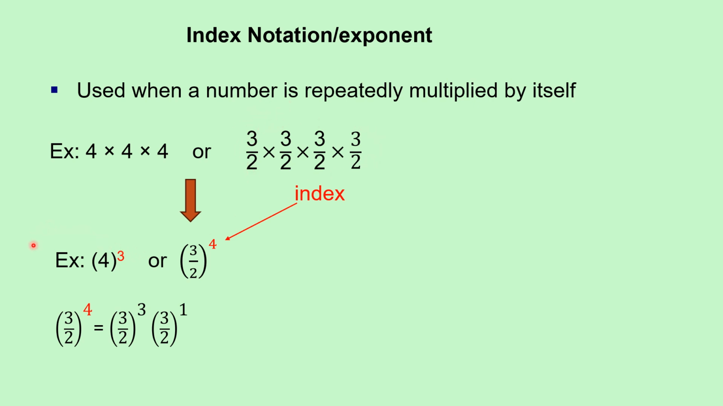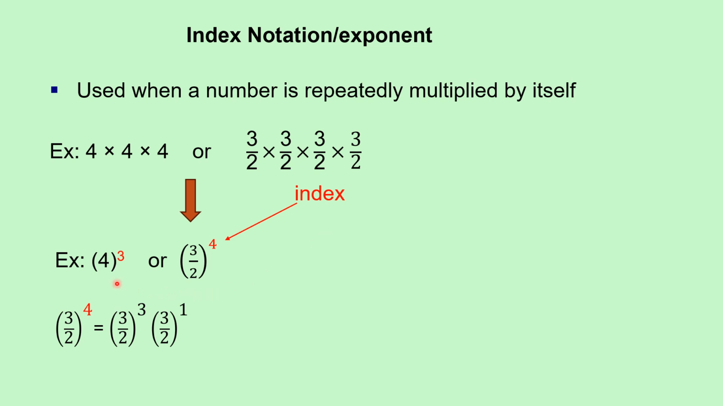So we can also write it in a simple way like this, where we put a bracket. 4 is the base number here with the power of 3, or you can also write 3 over 2 like this with the power of 4. So the red color written here is called the index.